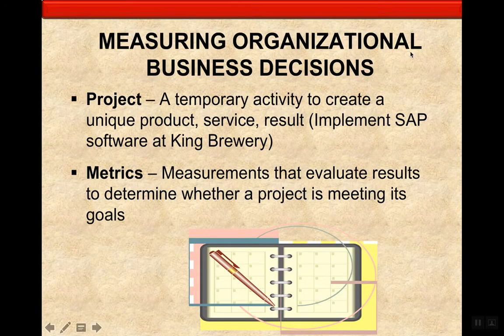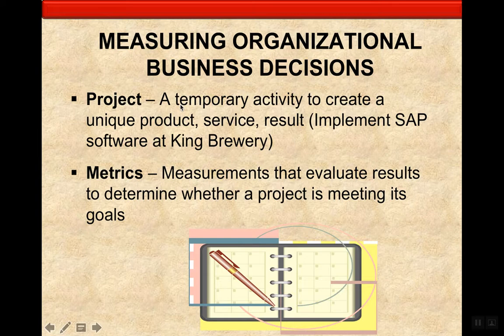So the idea of measuring an organizational business decision. There's a couple different ways to do that. One way that you see in a lot of organizations is the idea of a project. The definition of a project is a temporary activity to create a unique product or service with a result. The key word on a project is temporary.